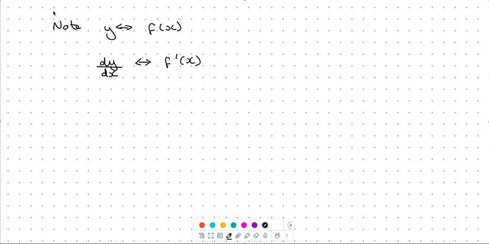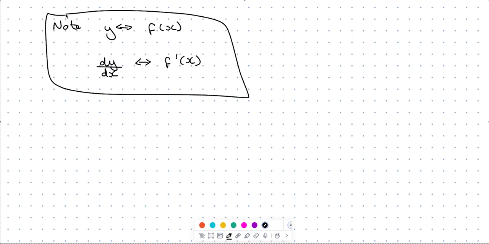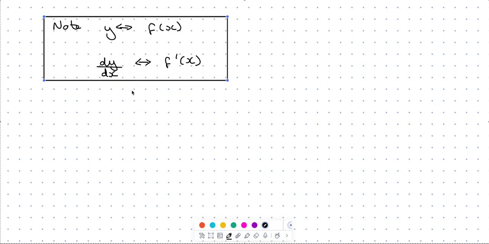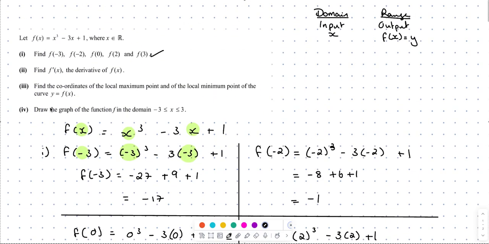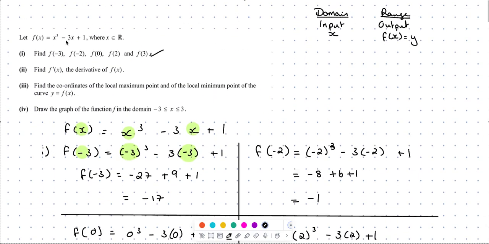So that's just a little note for you there that you should remember from when you did calculus the first time around. They're used interchangeably and these are used interchangeably. If the question gives you a function in terms of y, it's best practice to follow up with dy dx. If a question gives you f of x, it's best practice to follow up with f prime of x. So they've given me f of x, and to make this a little bit easier, I'm going to write out what that function was again. So it was x cubed minus 3x plus 1.